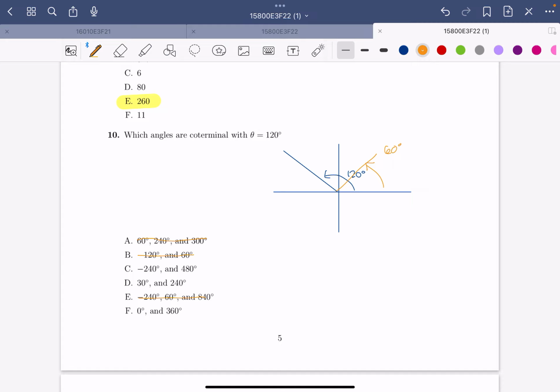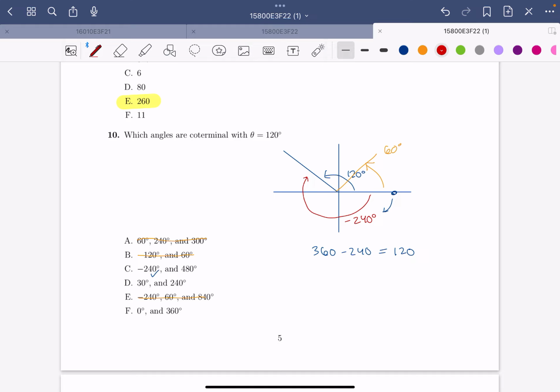Okay, C, negative 240. If we're doing negative angles, they go back in the counterclockwise position. So negative 240 would bring you actually back up to 120. I know this because if you do 360 minus 240, so basically from here back that way, we get 120. So this first value with 240 is good. How about the second value?